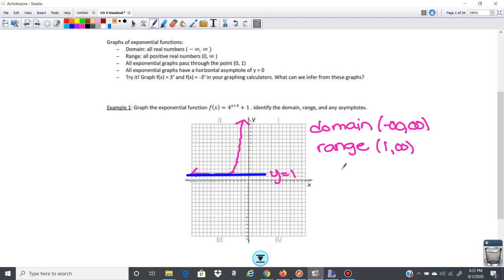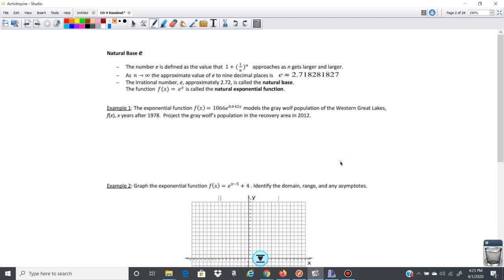All right, and then let's see what we've got here. Oh, that's all for that one. So you'll just have to answer questions about the graph. And then we're going to look at another exponent called a natural base e.